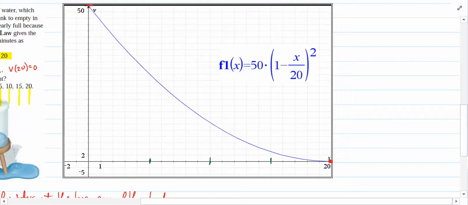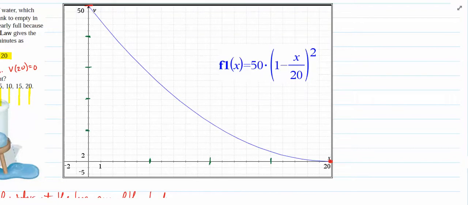Along our y-axis, we have 2, 4, 6, 8, 10, 12, 14, 16, 18, 20, 22, 24, 26, 28, 30, 32, 34, 36, 38, 40, and 42, 44, 46, 48, and 50 at the top line.